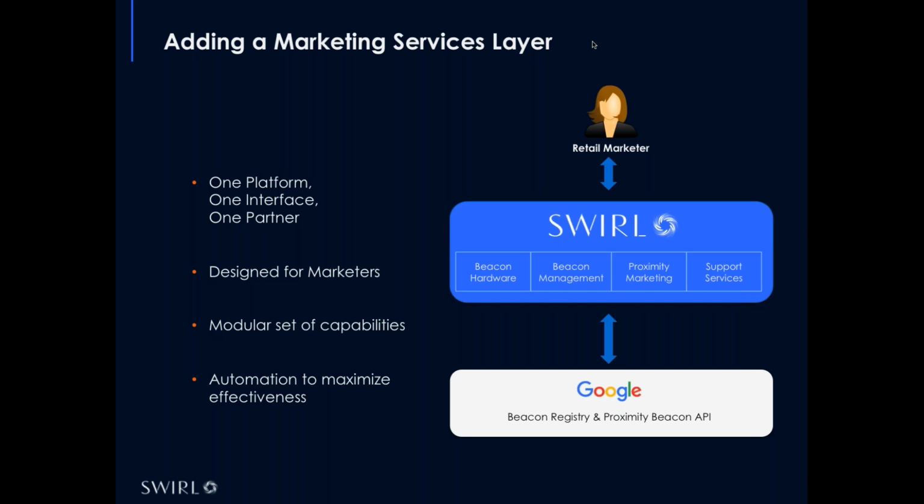We designed this platform to be modular, so for retailers that either already have their own beacons or location signals in their stores, or want to buy beacon hardware from somewhere else, they can certainly do that. And the Swirl platform will still interact with those beacons and the Google capability. So it's really a way to provide retailers with some automation to take advantage of all of these capabilities that Google offers, but do it in a way that's much more scalable.